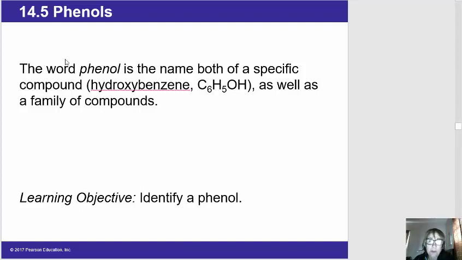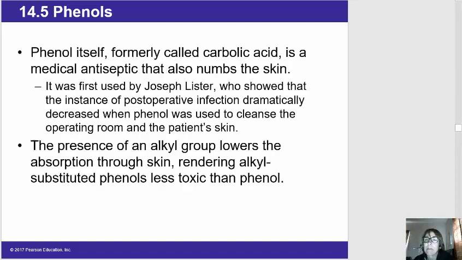So we've already been introduced to phenols. It is a particular compound, which we could name hydroxybenzene, C6H5OH, where the hydroxyl group is substituted for hydrogen and bonds directly to an aromatic carbon. But it's also used to indicate a family of compounds that have that hydroxyl bonded to the benzene ring.